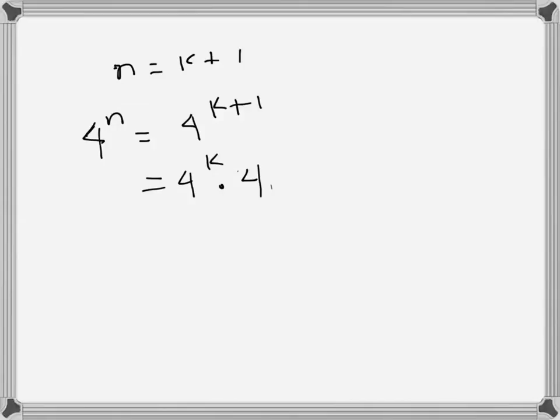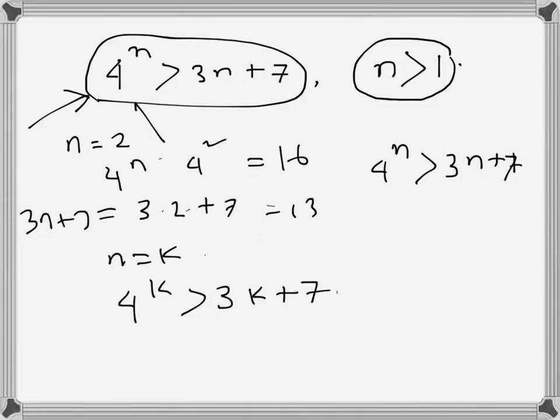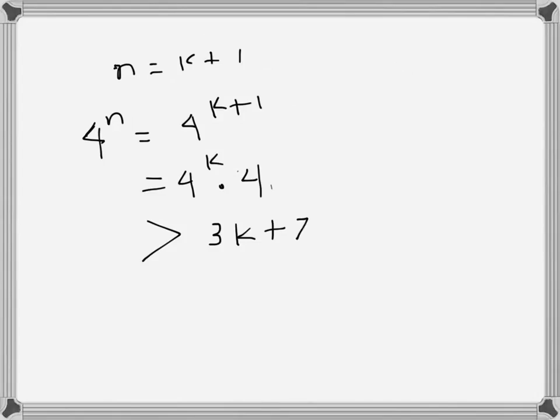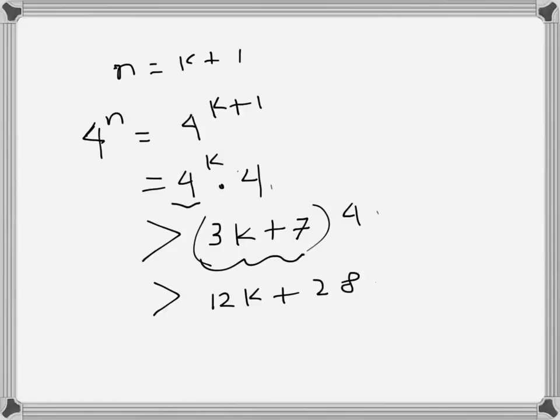Now instead of 4 to the power k, I can write 3k plus 7. Was it 7? Yep, 7. So 7 there, and then times 4, because this one is greater than 4 to the power k, so I can write that. So now it is becoming 12k plus 28, and then I can rewrite this one.